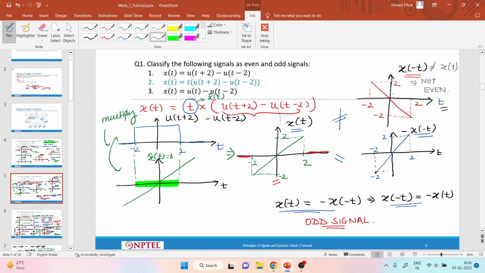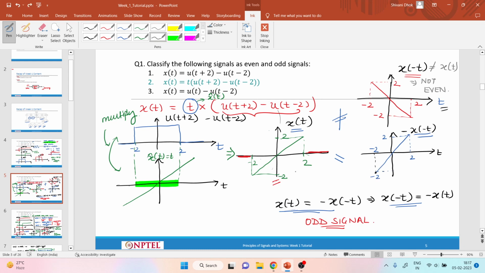Now let us try to see what happens if I flip it about t, that is minus of x of minus t. In that case, this minus 2 will just go up, like it will be flipped about this t axis, a mirror image about this t axis, and therefore if my magnitude at t equal to 2 was minus 2, it will become 2. Similarly, if it was 2 at t equal to minus 2, it will just become minus 2 at t equal to minus 2.